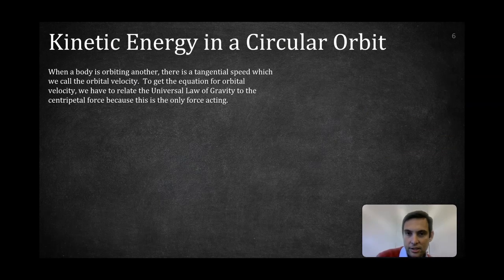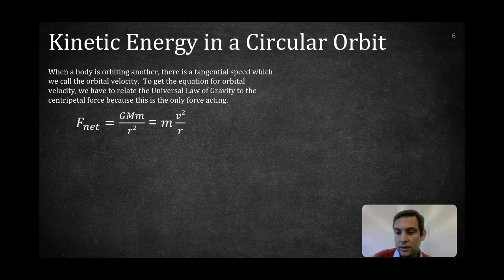For kinetic energy, we can think about kinetic energy when we're in a circle. There's this tangential speed, and when an object is moving in a circle, that tangential speed is called the orbital velocity, the speed needed to maintain a stable orbit. To get the equation for orbital velocity, we can relate the universal law of gravity to the centripetal force, because that's what we do. Net force equals GMm over r squared equals m times v squared over r.